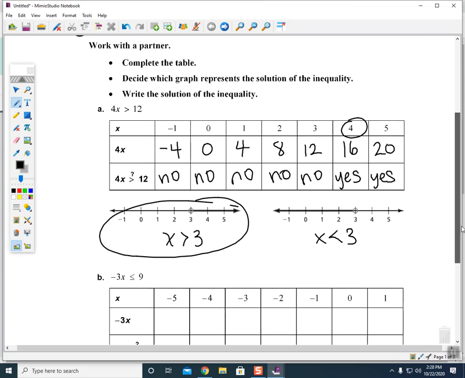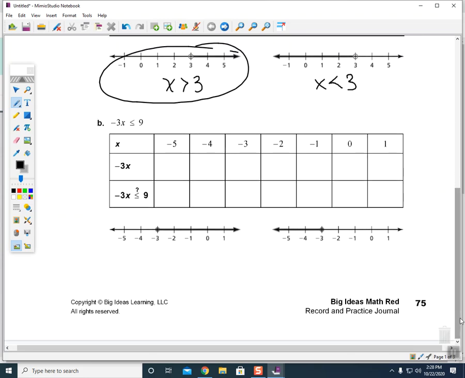Okay? Do the same thing for this next one. I'm going to have you just do this one on your own. I'll start it with you, but I would take negative 3 times negative 5, which is 15. Is 15 less than or equal to 9? No, it's not. Right? Negative 4 times negative 3 is a positive 12. Is 12 less than or equal to 9? No, it's not. Go ahead and finish this one up and then check your answer with me when you're done.